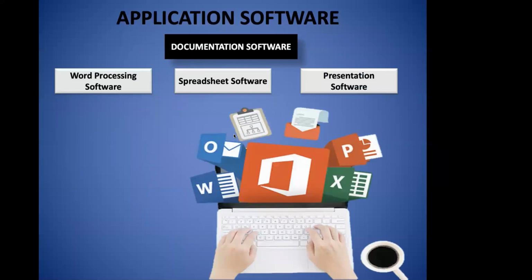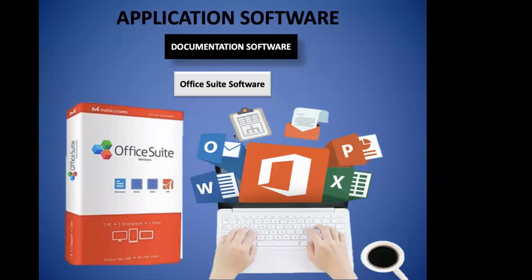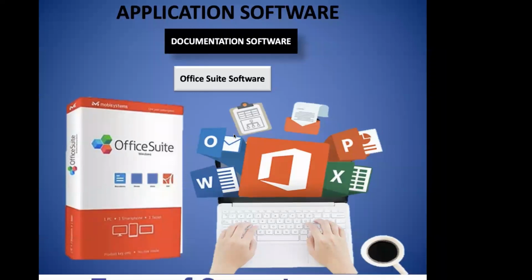Now, putting these three together, we have the Office Suite software, which lays together complete programs of software. A typical suite package might include word processing, spreadsheet, databases, and presentation software. Depending on the jobs that need to be done, the suite provides the tools to make professional-looking documents.